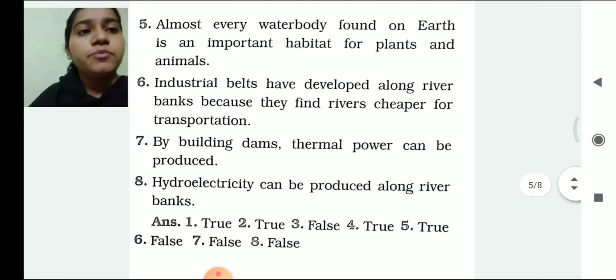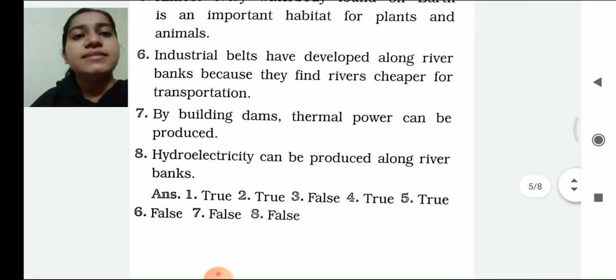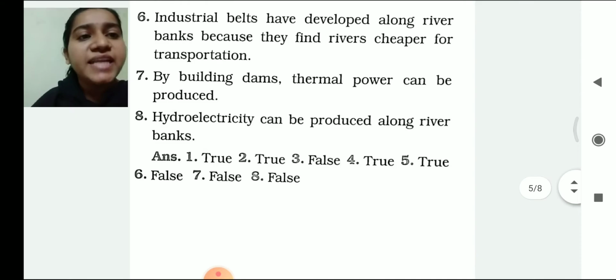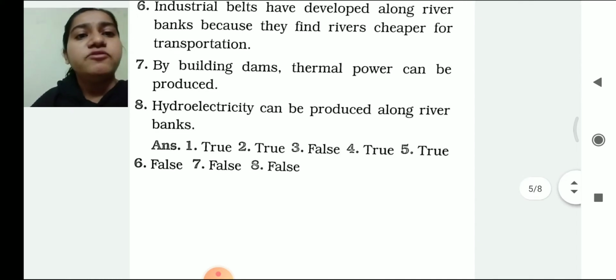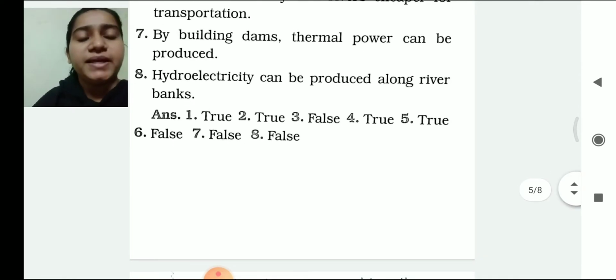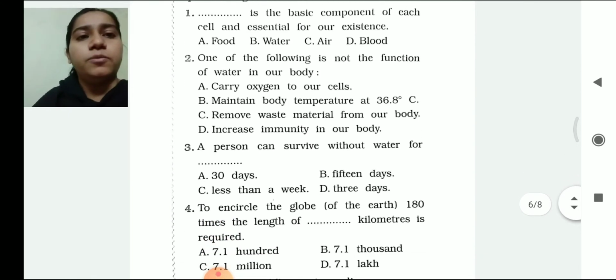Almost every water body found on the earth is an important habitat for the plants and animals. So the answer is true. Industrial belts have developed along the river banks because they find rivers cheaper for transportation. So the answer is false. By building dams, thermal power can be produced. So the answer is false. Hydroelectricity can be produced along the river banks. False. Now let's see, choose the correct option.